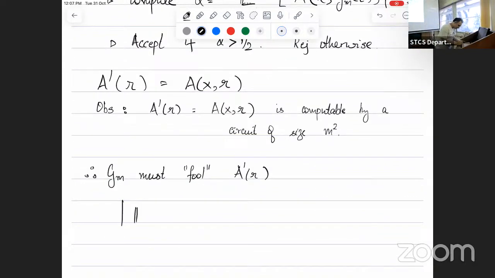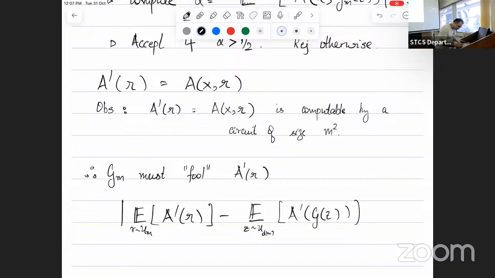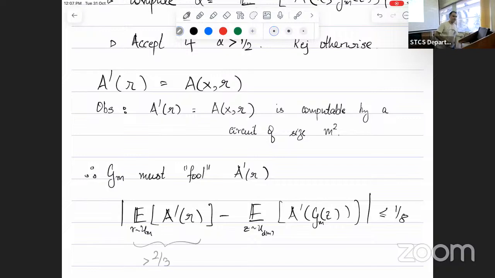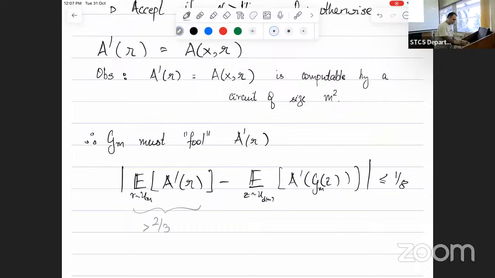So this implies that the expectation of A prime of R, where R is chosen uniformly at random, versus the expectation where you choose Z uniformly at random from {0,1}^d(m) of A prime of G_m of Z, this difference is at most 1/8. Now, if X was in the language, then this value is at least 2/3, because that was the definition of BPP. And if this is at least 2/3 and the difference is at most 1/8, you immediately have that this must be at least 2/3 minus 1/8, which is 13/24, which is bigger than half.